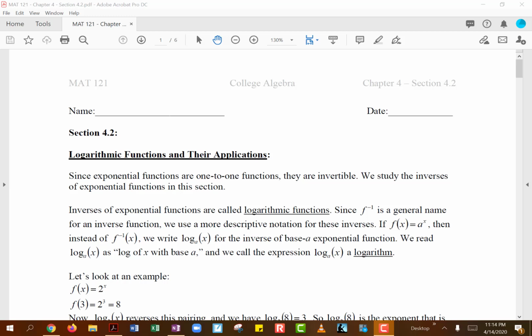Hey everyone, today we're looking at section 4.2. So this section here is talking about logarithmic functions and their applications.